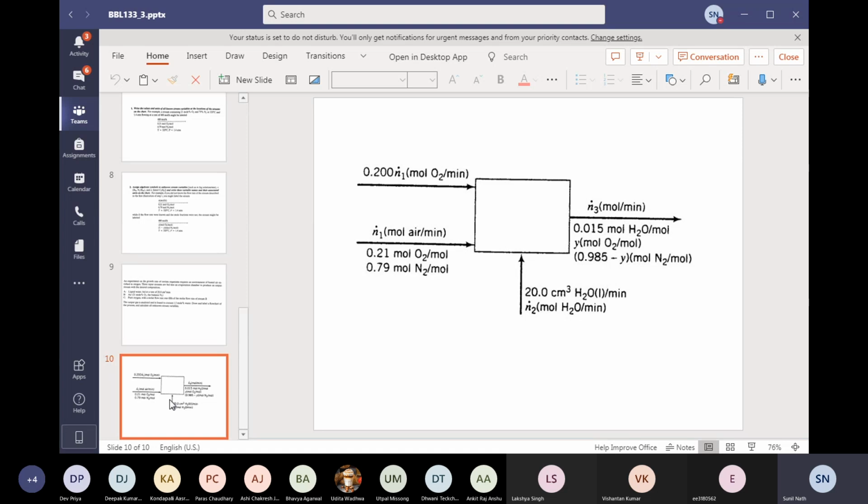Now see where you are going to get those equations from. One overall balance we can do, that will definitely be the total balance of moles, moles per minute, that has to work out. So that will give us one equation. What component balance can you do? You have oxygen, you have nitrogen, you have water.